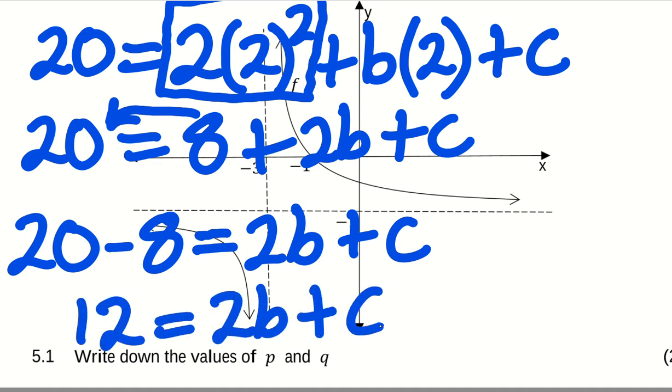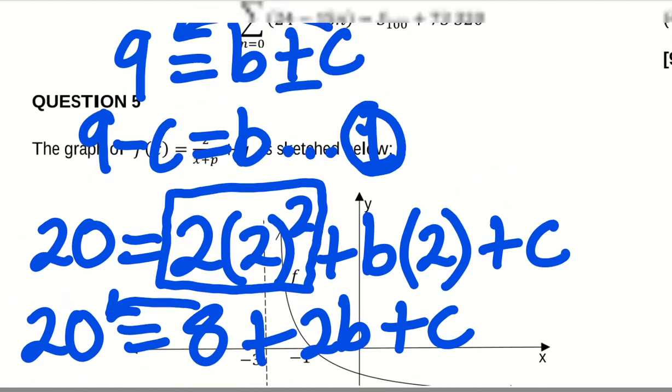Then 2b plus c here, we can leave it like this. We don't have to take one variable to become on one side. It's not necessary. As long as you did it with one of the equations, it's enough. You don't have to do it twice, you see. So this one will be the second equation, the one where we substituted with 20. So we have equation 1 and equation 2, right?